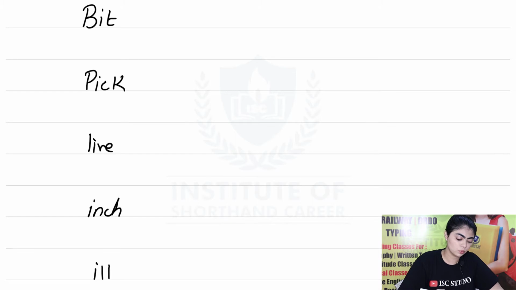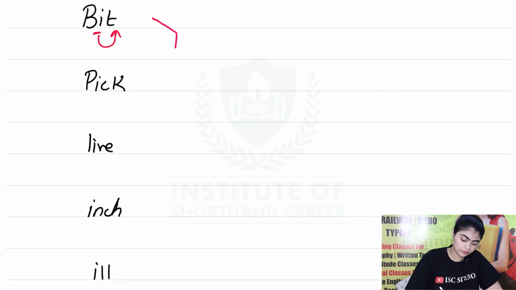So let us see the first word. The first word is bit. B, E and T. I is coming. It's coming before T. So it is placed on the next stroke, that is T, and on the third position of T. It would be before T, as I've told you earlier. So make a B, then T. It's before T, so just place a dot, light dot over here. This is bit.